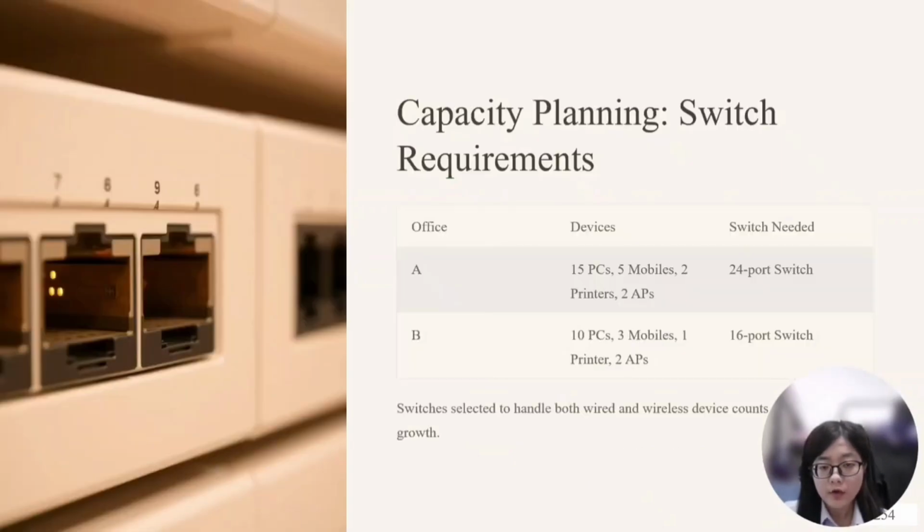Capacity planning, switch requirement. Here we show the switch planning based on the number of devices in each office. Office A has 15 PCs, 5 mobile users, 2 printers and 2 access points, so a 24-port switch is selected. Office B has fewer devices, so a 16-port switch is sufficient. This switch also allows for future expansion, providing room for additional devices later on.